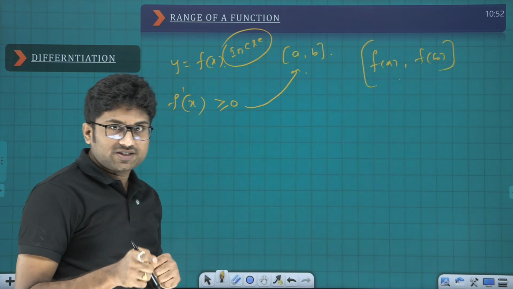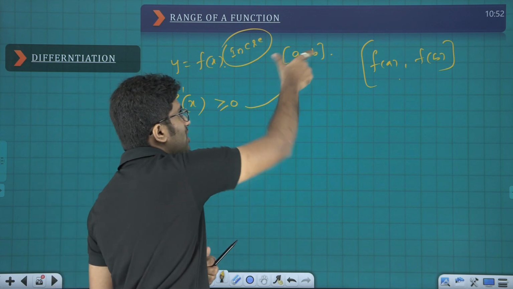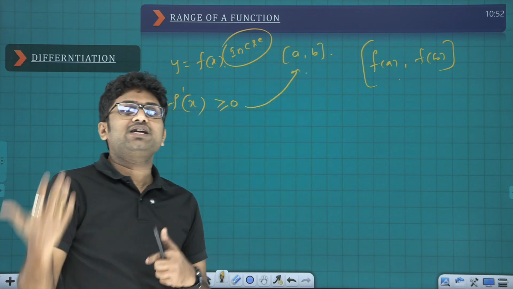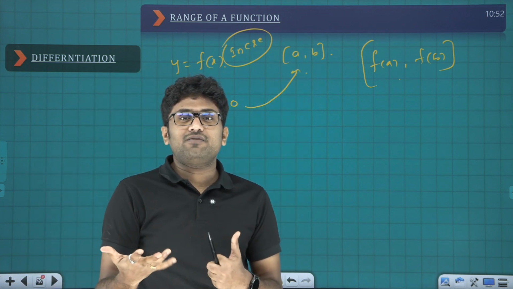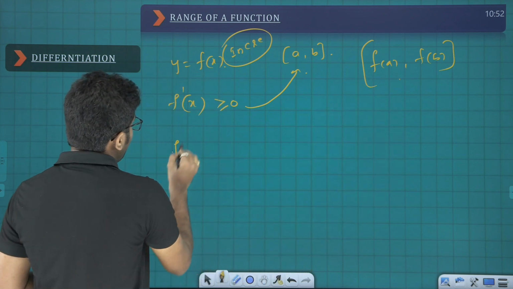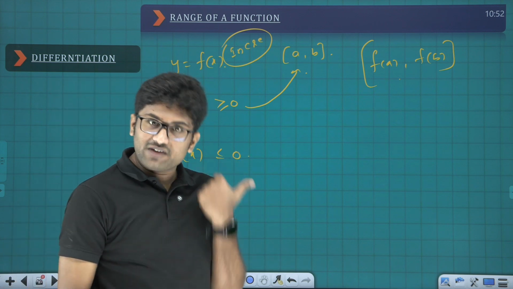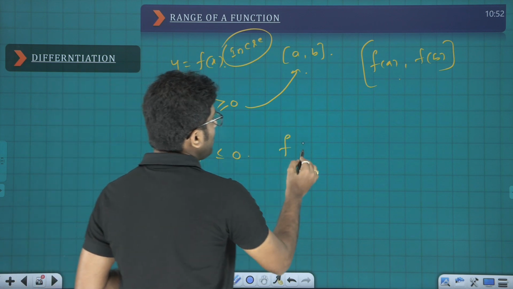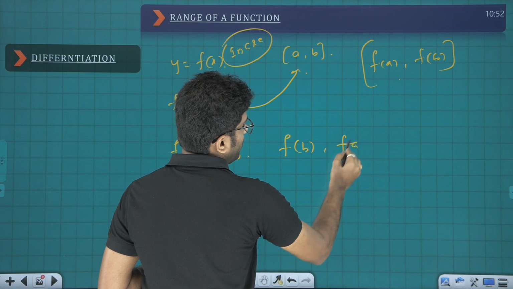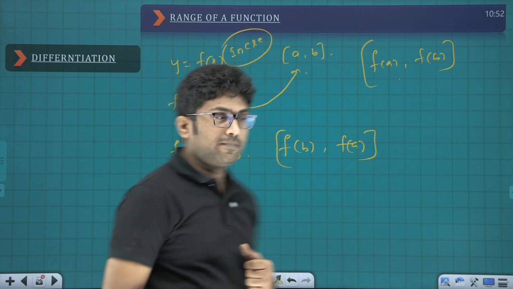We find f dash x. If f dash x is found to be positive in the given interval, then it is increasing in that interval. When it is increasing in that interval, the range will be f of a to f of b. In the same way, if f dash x is less than or equals to 0, that means decreasing in the given interval, then the range will be from f of b to f of a.